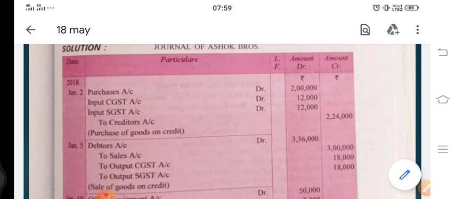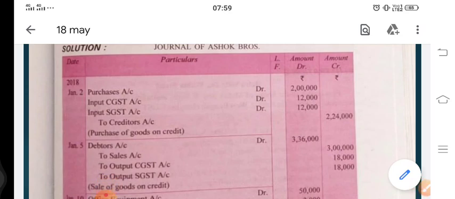Well, the question was that a business was taking place within the state, that is, intrastate transactions were taking place, so we had to consider every transaction as taking place within the state. This was the first point. The second point was that CGST and SGST were applicable at the rate of 6%.